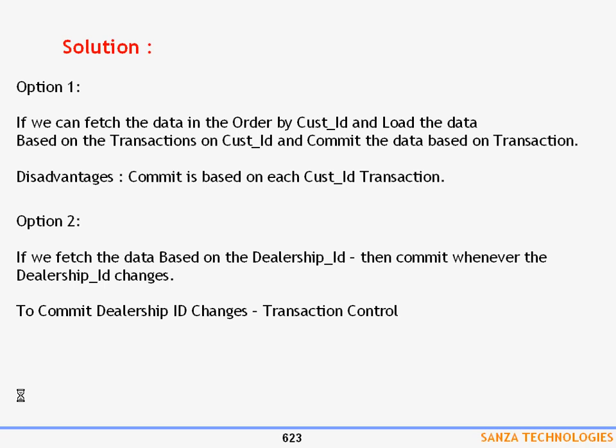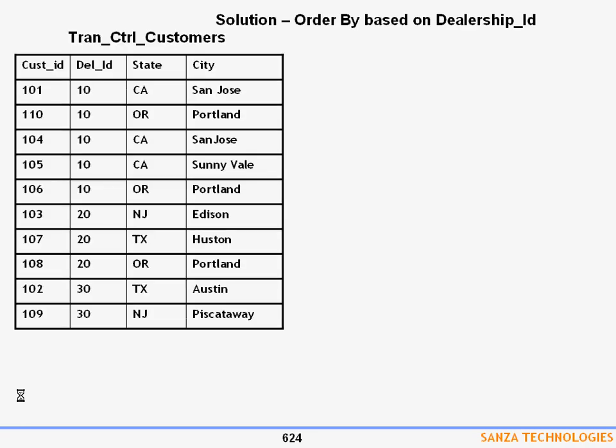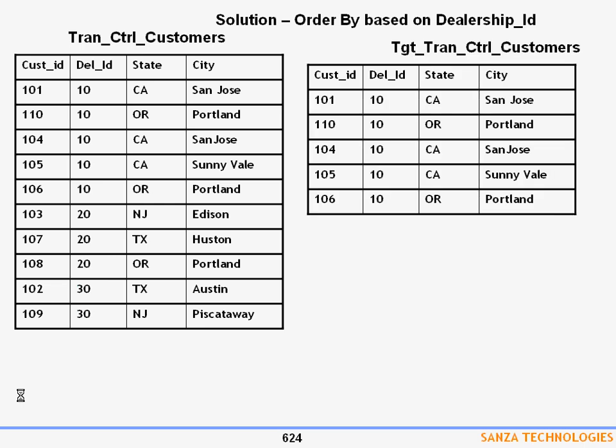That is, I extract the data from the source. Please observe this: order by based on the dealership ID. So whenever there is a change in the dealership ID, I will go and commit it. If not, I will continue loading the data. Row by row, these 5 records are loaded. I extracted the data in sorted fashion. Row by row, these 5 records are loaded.